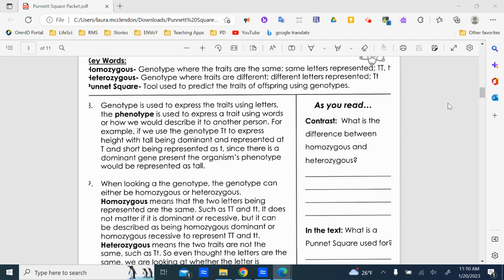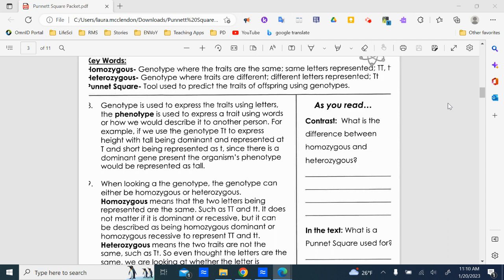Keywords. Homozygous: genotype where the traits are the same letters represented, big T, big T or little t, little t. Heterozygous: genotype where traits are different letters represented, big T, little t. Punnett square: tool used to predict the traits of offspring using genotypes.